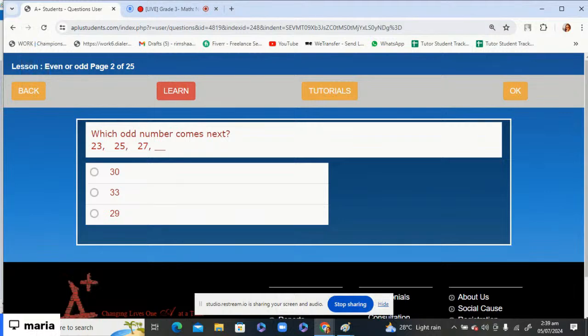Okay, so it's not option 2, it's option 1, okay? That is even. So which odd number comes next? Think about it and then tell me, everyone. Which odd number comes next?